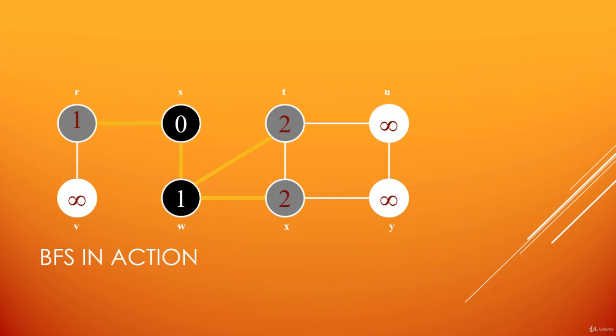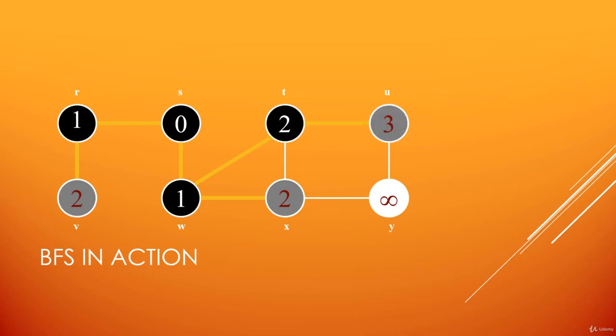We'll do the same thing for the connection from S to R. Explore its one connection to V and color it gray, and again put a 2 in there because we're currently at the iteration of 2 distance from S. Now that we've explored R and W, we're going to color those black, meaning that we should not revisit those again in the future. Next, we'll start with T.